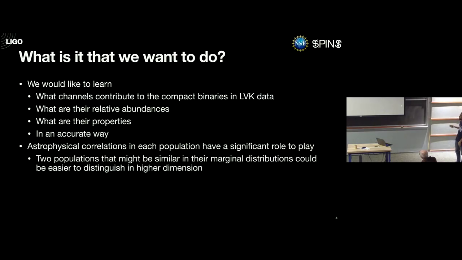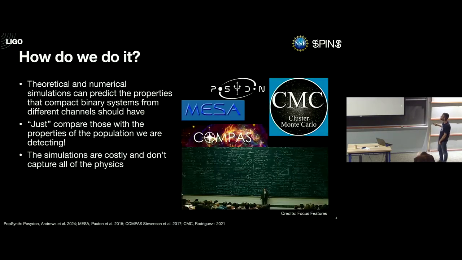And now, the reason why I'm here is that I want to make a pitch that in pursuing this goal, astrophysical correlations in each population have a significant role to play. The reason being that two populations or two channels that may make similar predictions on their marginals may still be easier to distinguish in higher dimension. And so we should stop looking at marginal plots only. And I say this hating corner plots.